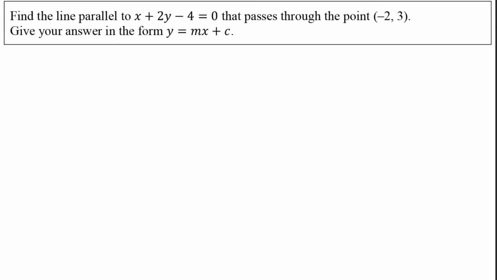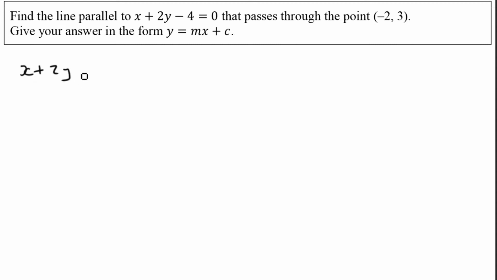Suppose now that we have to answer this: find the line parallel to x plus 2y minus 4 equals 0 that passes through the point negative 2, 3, and we're asked to give our answer in the form y equals mx plus c. Well, if the line is going to be parallel to the one that's given, it will need to have the same gradient. So we better start off working out what that gradient is.